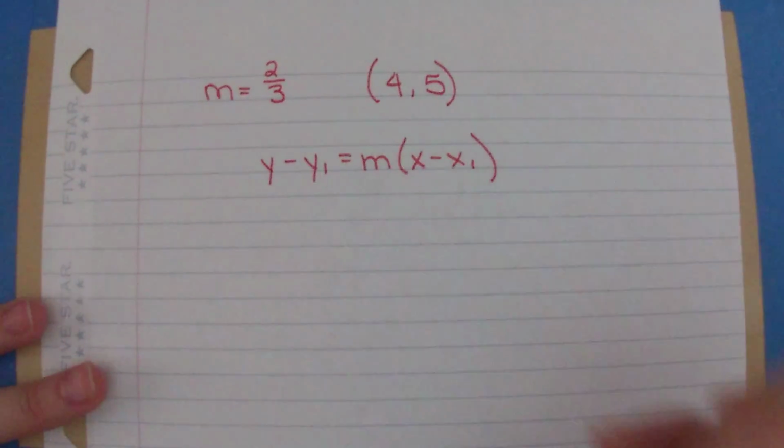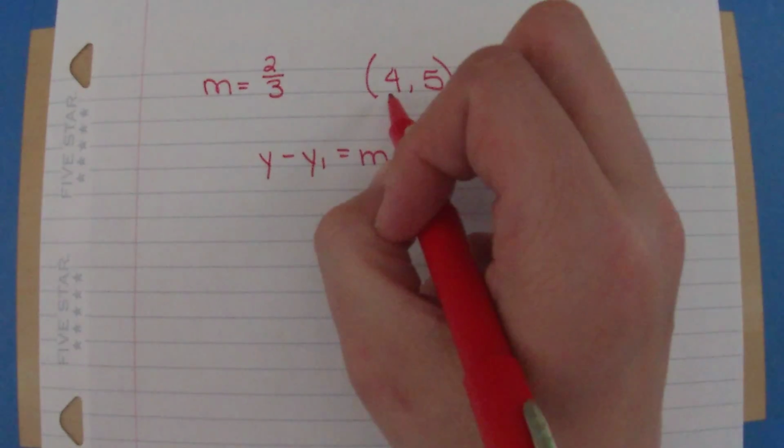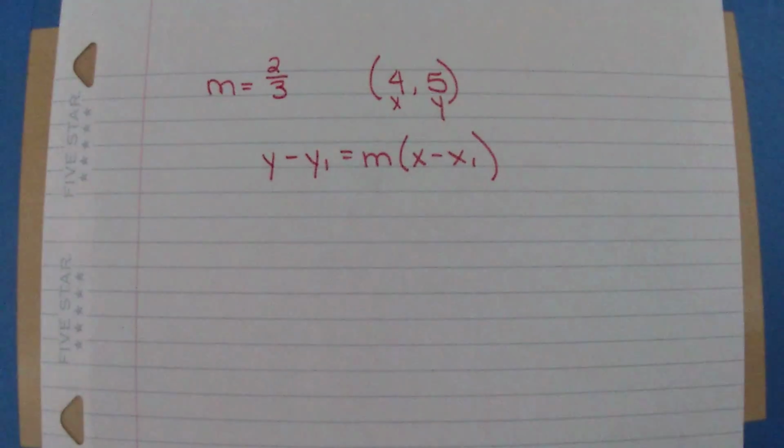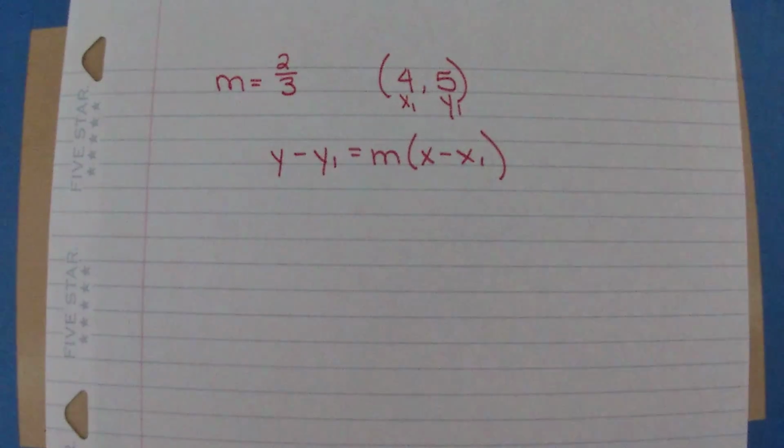So we have that formula that I gave you. And we know that an ordered pair, we've talked about this multiple times, is x comma y, but we only have one ordered pair. This is our first one, so it's getting that sub 1.